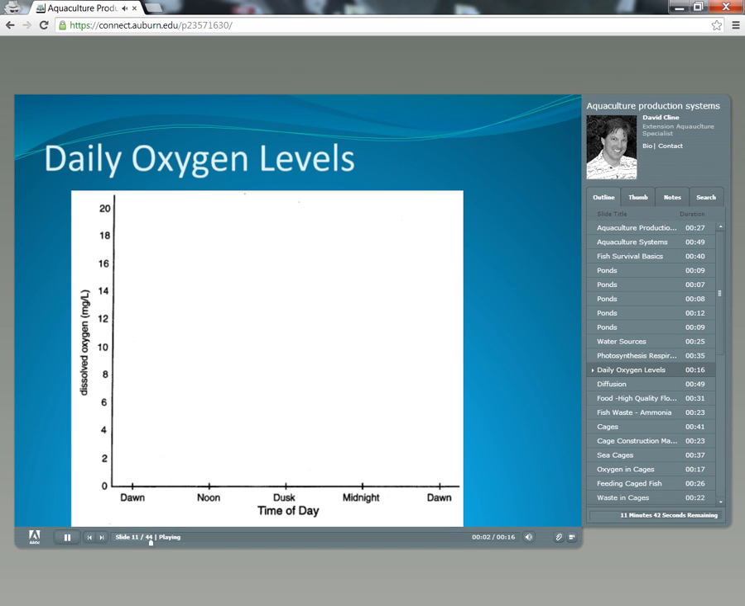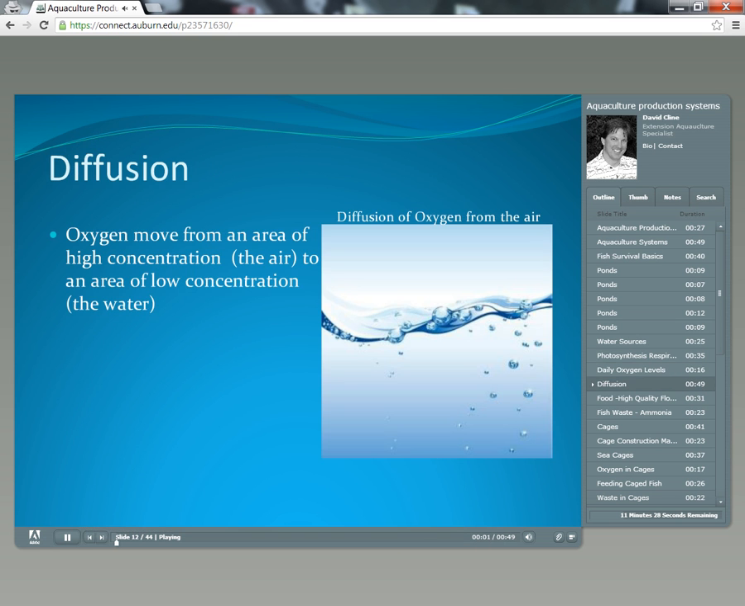If you were to draw a graph of the daily oxygen levels, it might look something like this. During the sunlight hours, the oxygen level is rising. But at night, when the algae are respiring, the oxygen levels decrease. Some oxygen for the fish in pond production comes out of the air in a process called diffusion. In this process, the oxygen molecules move from a region of higher concentration in the air to a region of lower concentration in the water.